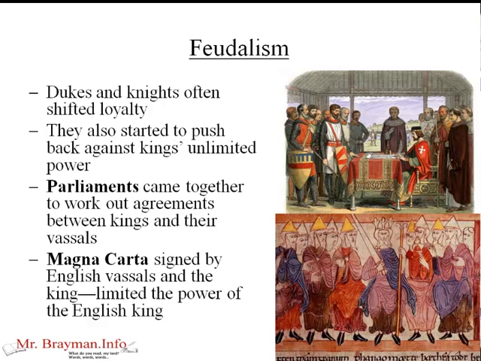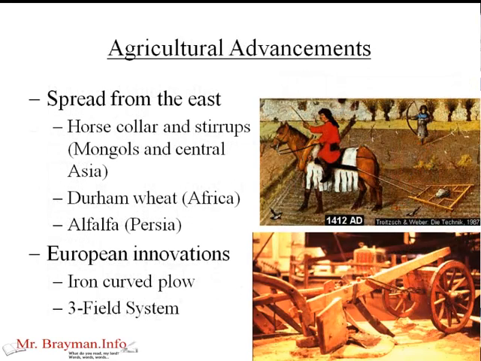And one of the first examples of this, I mentioned the English a moment ago, was a document called the Magna Carta, which is Latin for Great Charter or Great Agreement. The Magna Carta was signed by English vassals and the king, and this limited the power of the English king. Again, we're moving now towards democracy in Europe and moving towards the idea of a constitution as well. The Magna Carta is kind of an early version of something like the American Constitution.